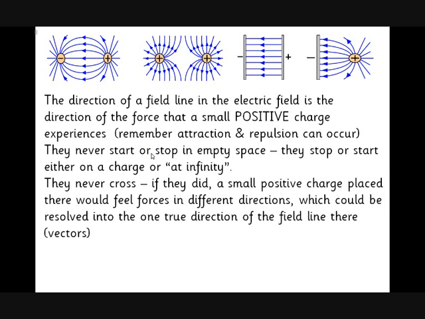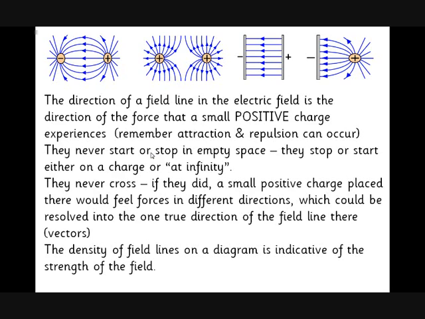If they ever did cross, if you think what that means, if you place a positive charge at the point where the field lines crossed, then that positive charge would experience a force in two directions, and the minute you've got a force in two directions from your mechanics knowledge, you would resolve that force into the true direction or the resultant force. So you never get field lines crossing. And the strength of the field, which we'll come to in a moment in terms of a formula, the strength of the field is indicated by how dense the field lines are. So in this particular field, there are more field lines around the charge in terms of density of field lines than there are here. So this means that the field is much stronger around the charge itself.